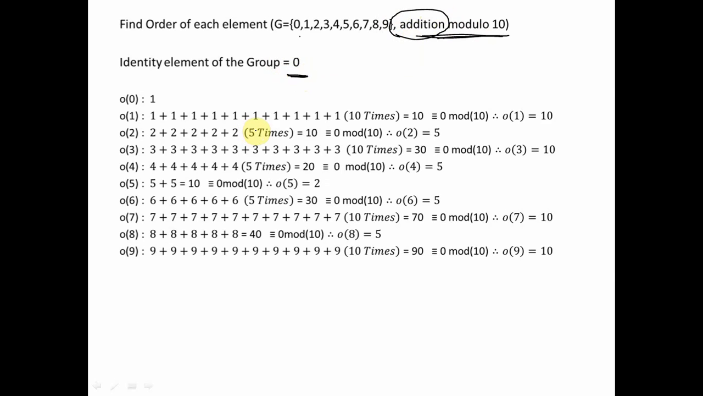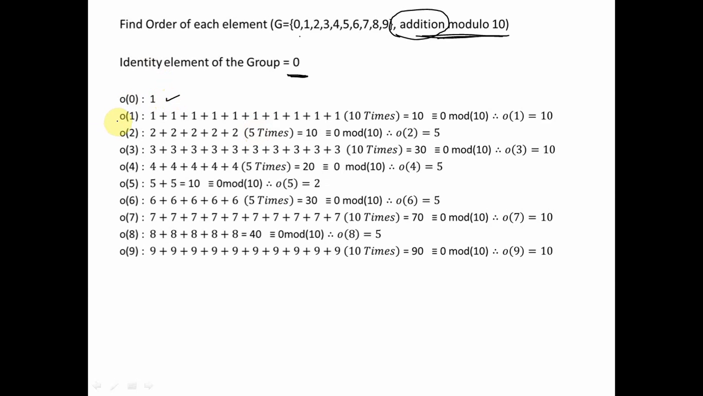Now when I say order, I mean the power to which an element should be raised. 3 to the power 2, contrary to what our instinct says, does not mean 3 multiplied by 3, but it means 3 plus 3. Why? Because the addition operation is there, not the multiplication operation. So this is something that you have to keep in mind. 0 is the identity element, so the identity element has the order 1.